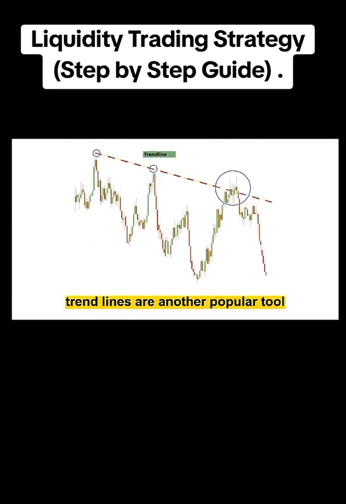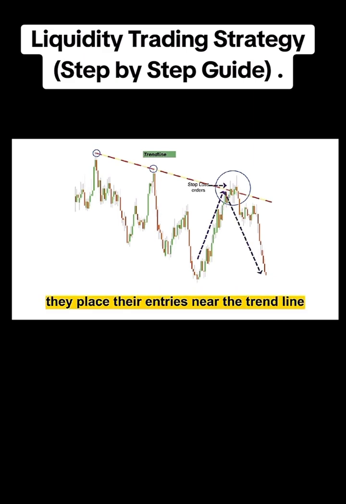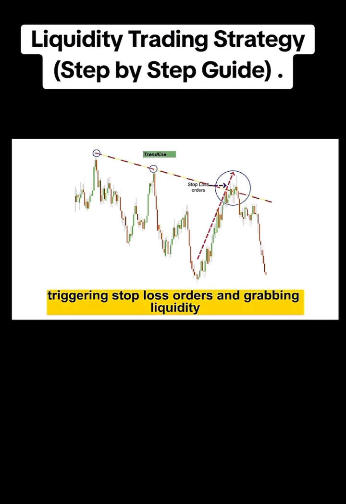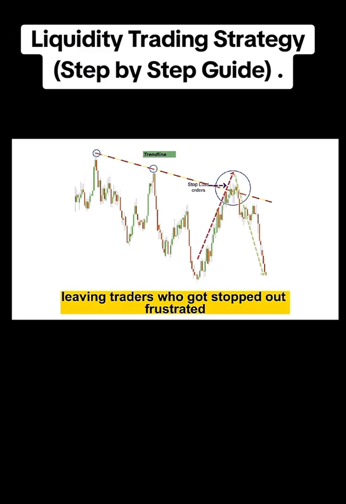Trend lines are another popular tool where traders look for price bounces. When the price approaches a trend line, traders expect it to respect the line and reverse. They place their entries near the trend line with stops just beyond it. However, similar to support and resistance, smart money often pushes the price slightly beyond the trend line, triggering stop loss orders and grabbing liquidity. The price then reverses, leaving traders who got stopped out frustrated while institutions gain liquidity for large moves.